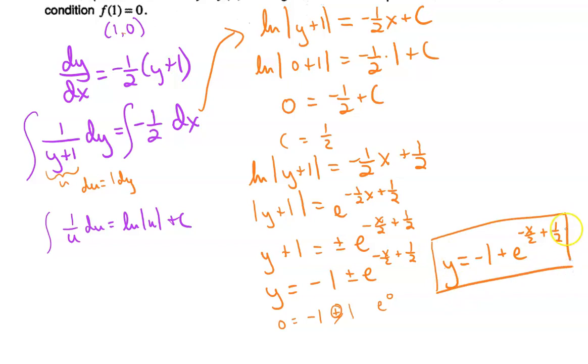Okay, so again, it doesn't matter whether you want to solve for y first, keep that plus or minus on there, and then solve and choose whether you want the plus or the minus when you plug your ordered pair in, or go ahead and solve for c first, plug it in, but you still need to check to figure out whether you need the plus or minus depending on your initial condition.